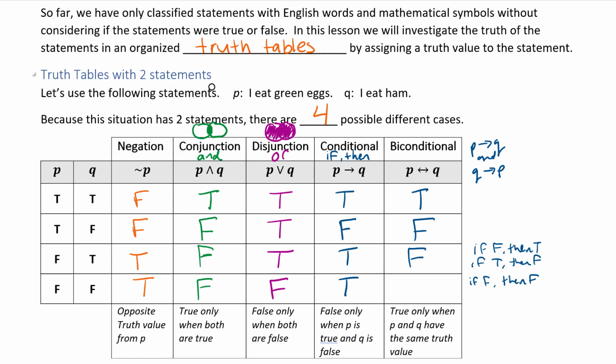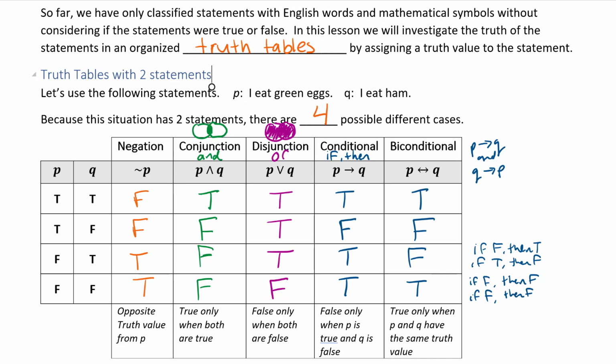Because if the first part's false, it doesn't really matter what the second part is. How about if I turn it around? If false, then false. That's okay too. So this one's really weird. If false, then false is actually okay for biconditional. Okay, so that's a true, because it can go either way. So the shortcut here is true only when P and Q have the same truth value.